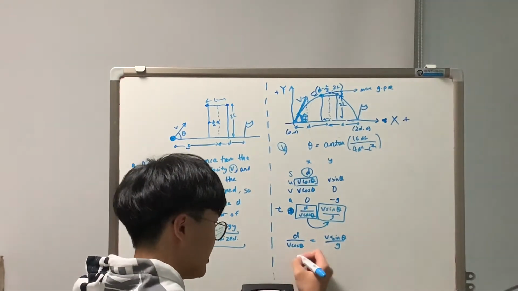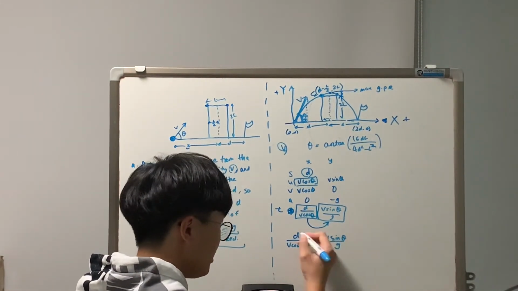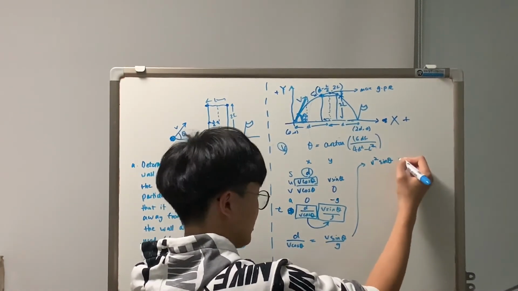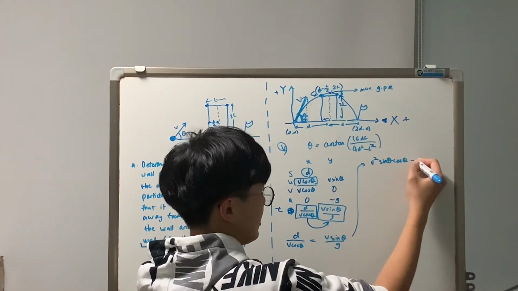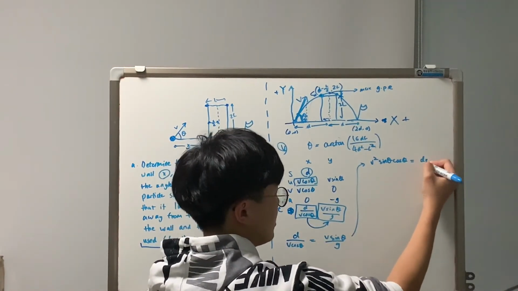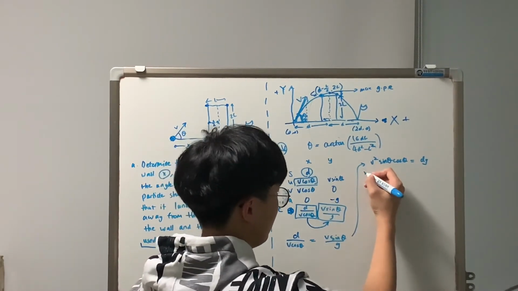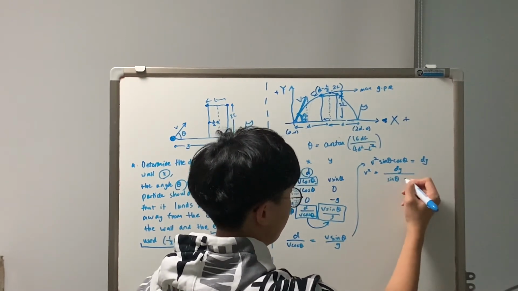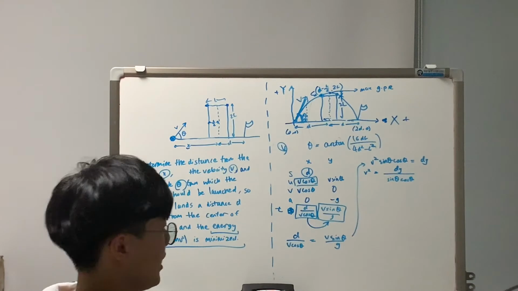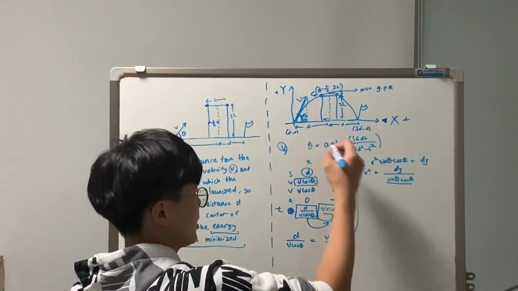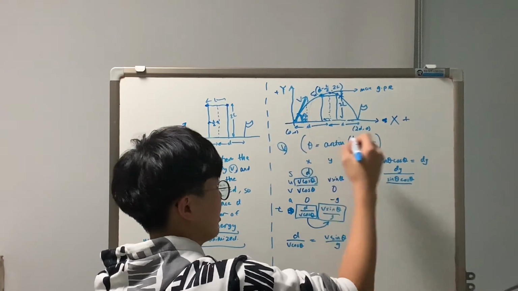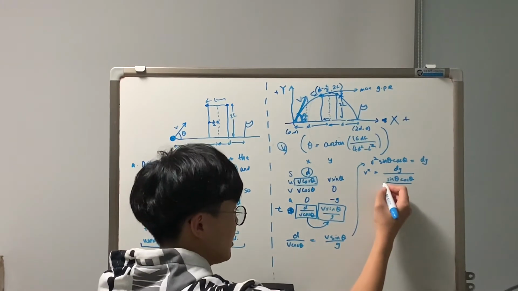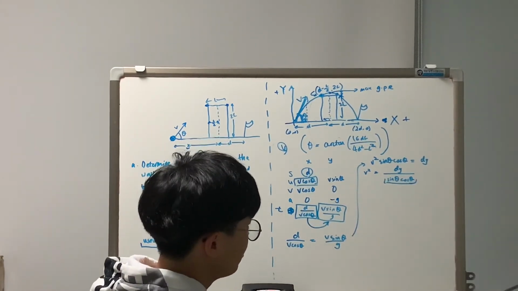We could rearrange this in terms of v by cross multiplication and get v squared sine theta cosine theta is going to be equal to dg. And so we divide both sides by sine theta cosine theta. But before we do that, because we have such a long expression for theta like that, we want to simplify this in some way. And we know we could do this by using the double angle formula.